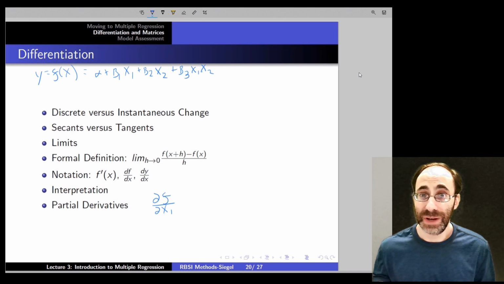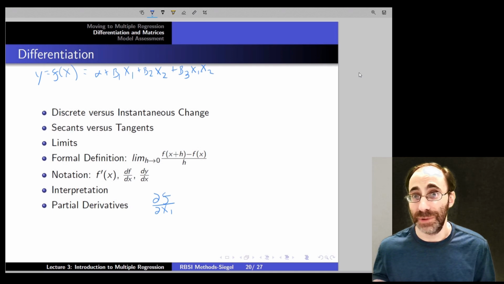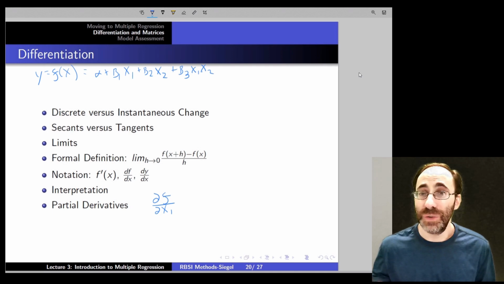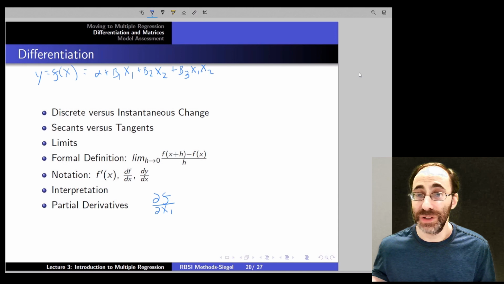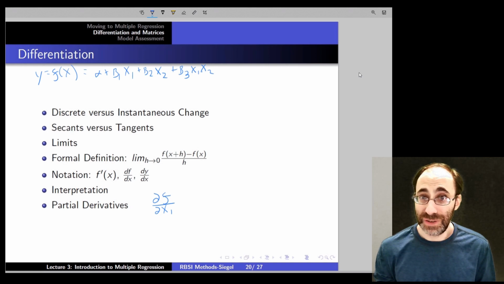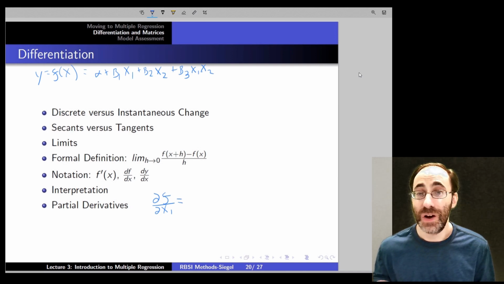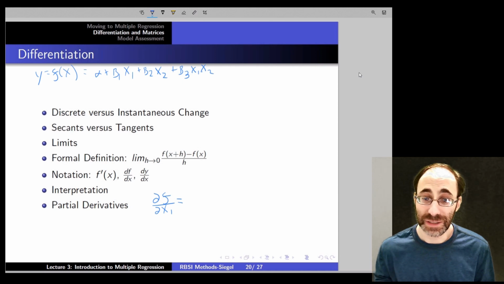Each coefficient was the rate of change in the dependent variable with respect to the independent variable, holding all the other independent variables you included in the regression model constant. And I'll show you why that is right here. It's because the partial derivative is defined that way, and the partial derivative tells you the rate of change of a function with respect to a particular variable, holding all the other variables constant.